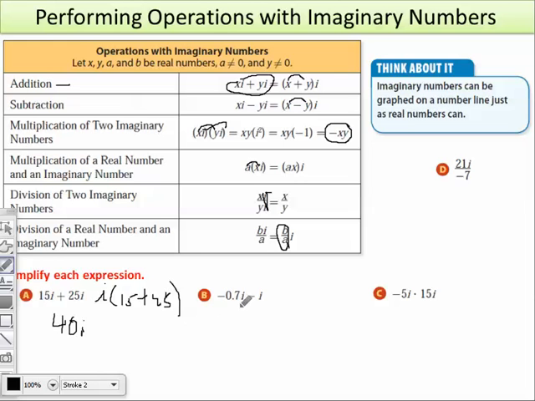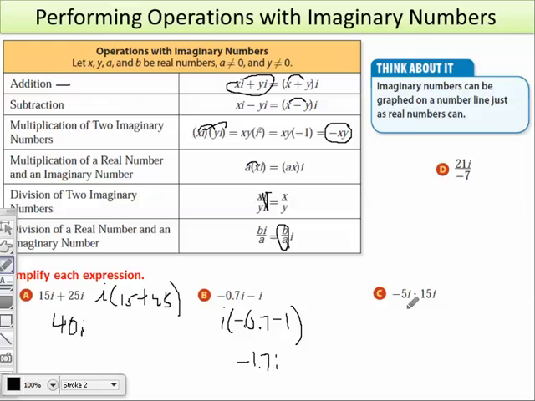How about this one? I'm going to factor the I out again. And I'm going to get negative 0.7 minus 1. Okay, that's a negative 1.7 I.